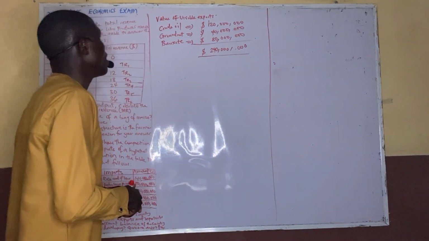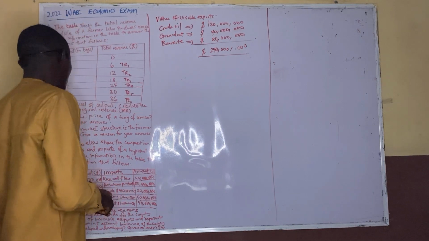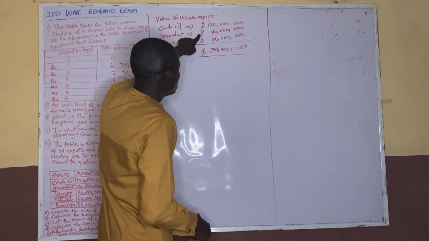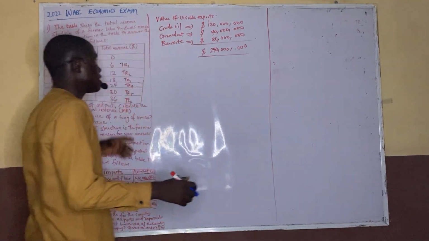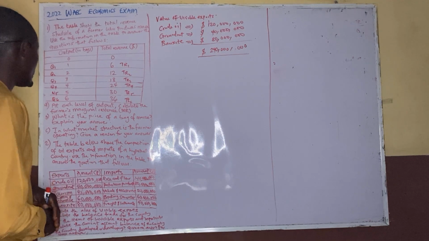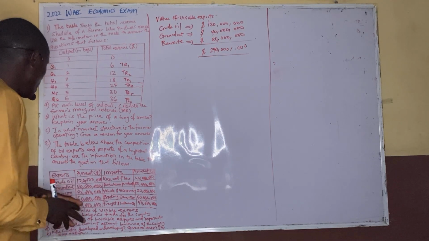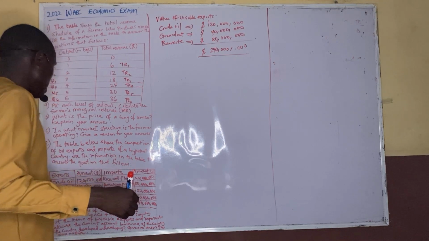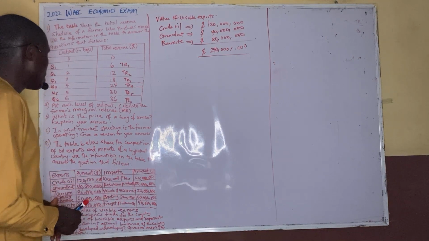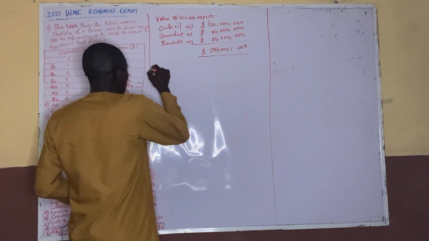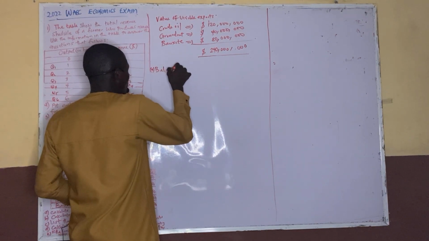Making 240 million US dollars. This is 120 million US dollars, 40 million US dollars, 80 million US dollars. You add them together, you have 240 US dollars, the value of the feasible exports. Calculate the balance of trade for the country. The balance of trade of the country is calculated from a formula.